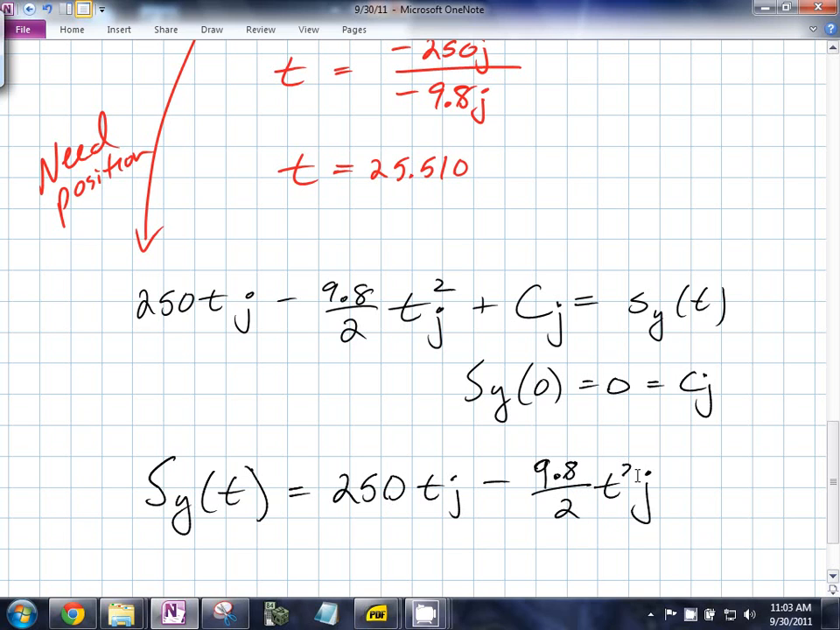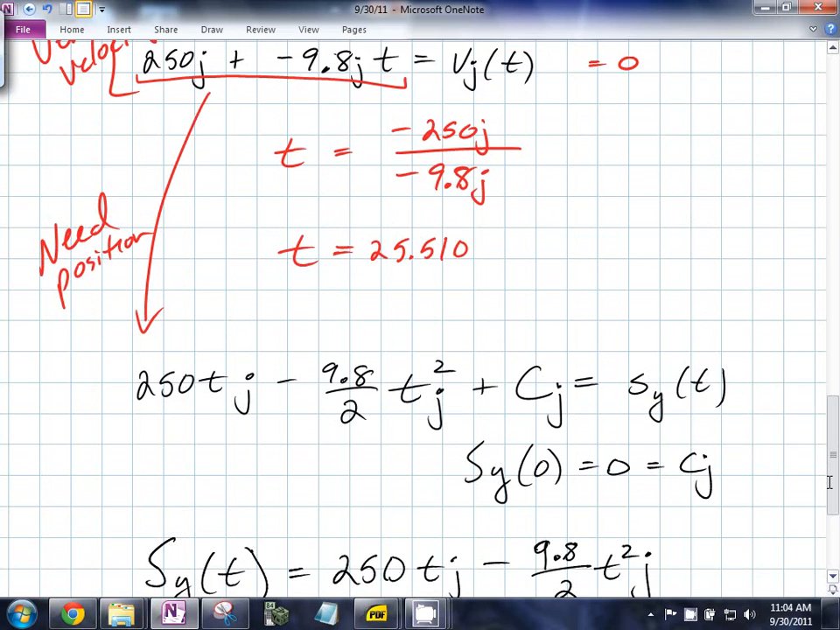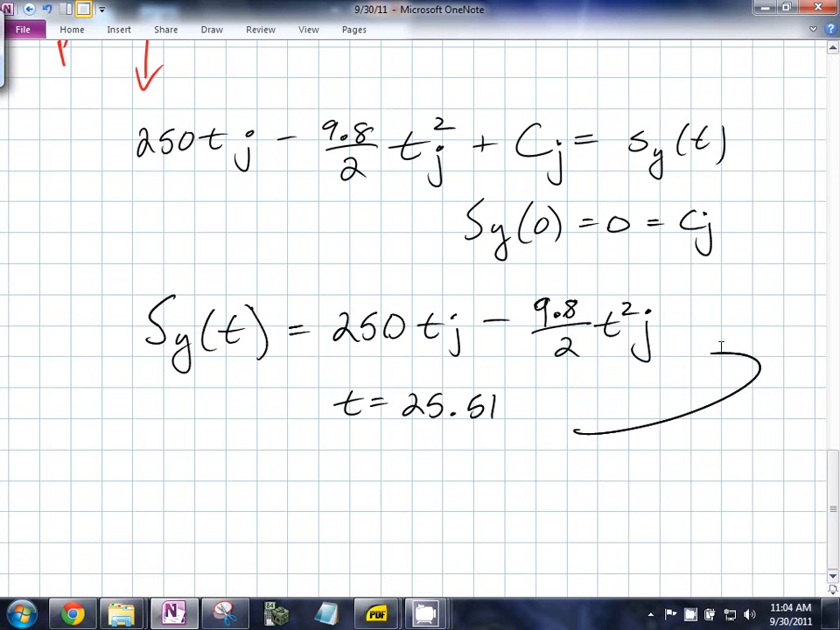Do we have a time at which we know? Yeah, we have a time. So we want to plug in t equals 25 point what? 25.51, right? When you plug that in, you end up with a maximum height of around 3.2 kilometers, because you get thousands of meters. This is in meters, right? Okay, we're good with that.